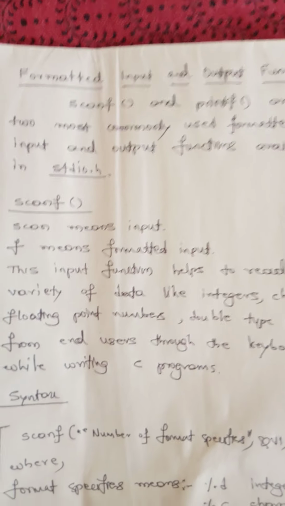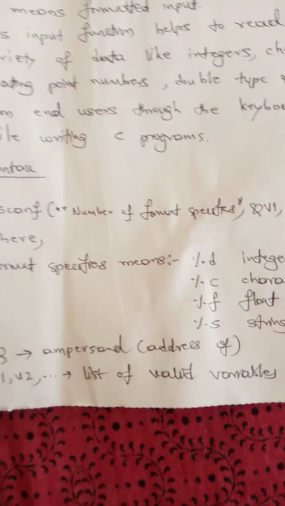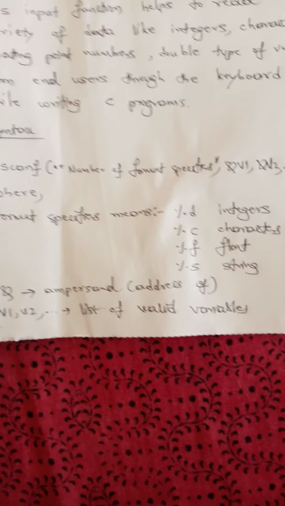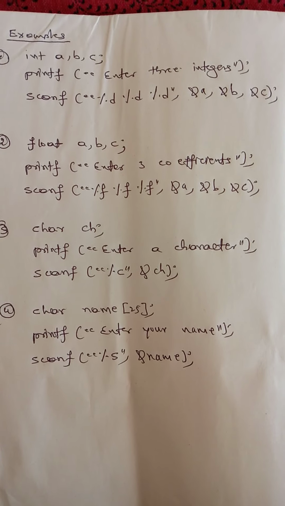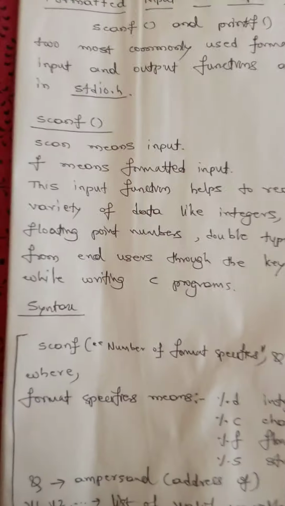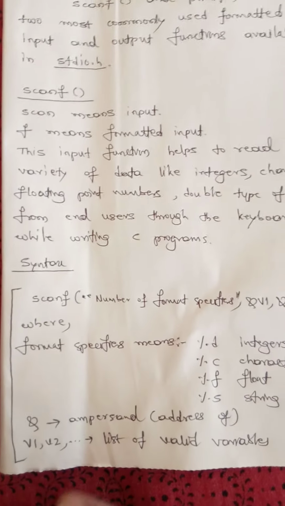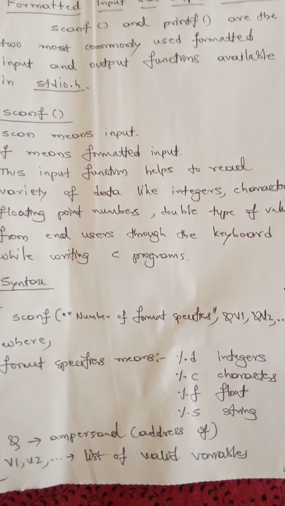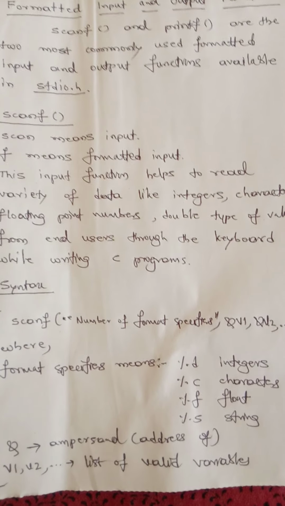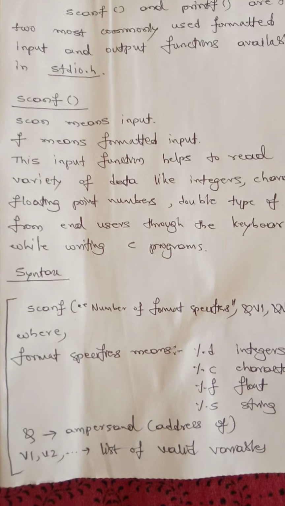Next you need to explain scanf first. If you explain scanf, you get 1 mark for that. If you write the syntax of scanf inside a rectangle box, you get 1 mark for that. If you give the examples for scanf, you get 1 mark. That means 1 mark for the explanation, 1 mark for the syntax, 1 mark for the example. Totally, scanf gives you 3 marks. Similarly for printf: explanation of printf, syntax of printf, examples of printf. Let us in this video discuss only scanf.